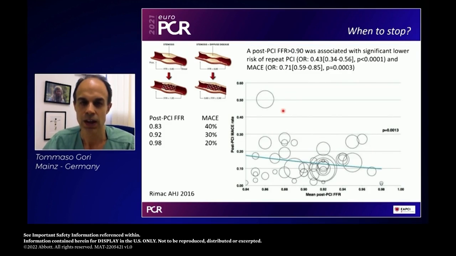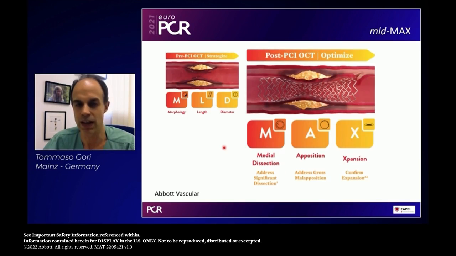So the relationship between mean post-PCI FFR and prognosis is, of course, linear. The higher the post-PCI FFR, the better the prognosis of the patients. And of course, you can take several cutoffs and the prognosis of the patients improves progressively. The goal that you may have is to have a post-PCI FFR larger than 0.90. And this is something that we can all share and be happy about.